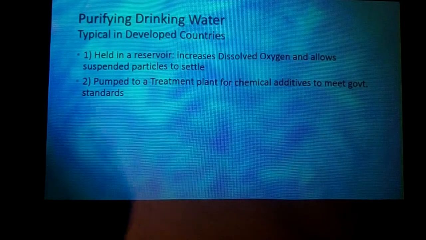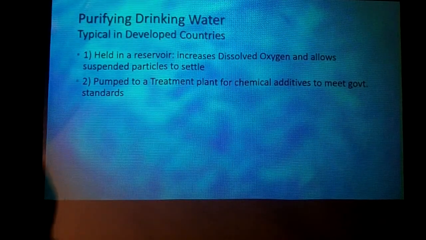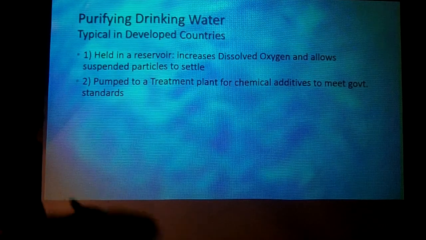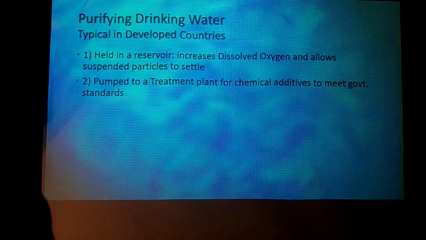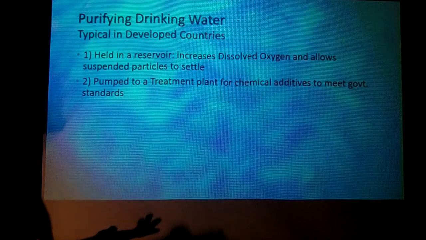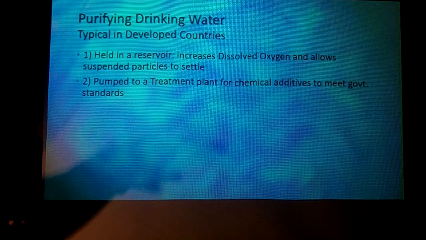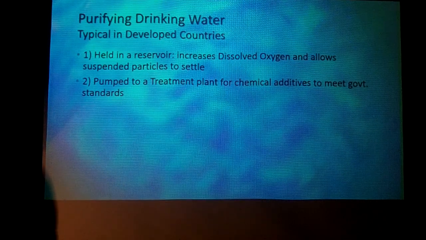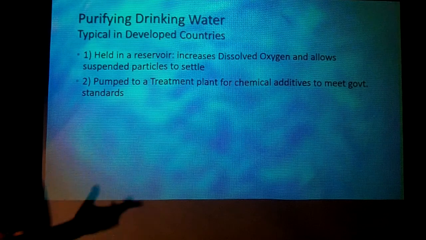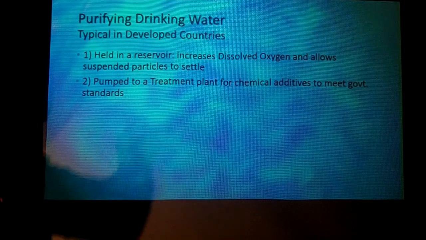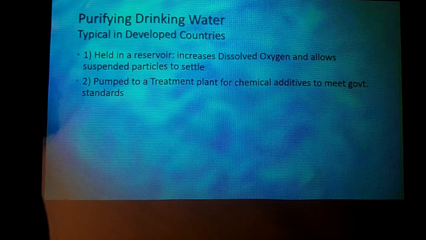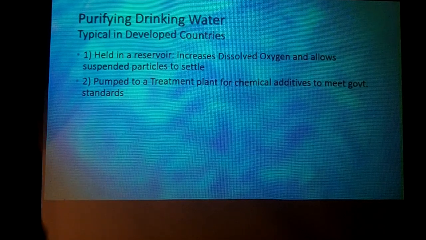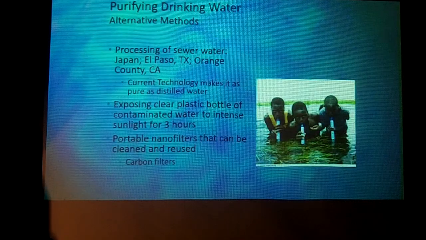Purifying drinking water, typical in developed countries: it's held in a reservoir to increase dissolved oxygen, which allows the breakdown of any type of biodegradable waste. The bacteria need that oxygen, and it helps things settle out towards the bottom where they can be cleansed. Or in a developed country, we pump it to a treatment plant, and we'll get to more of this towards either the bottom of this section or the next section. And what happens at a sewage treatment plant? How do we deal with these wastes?